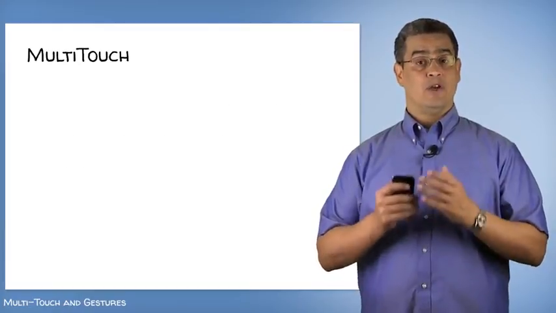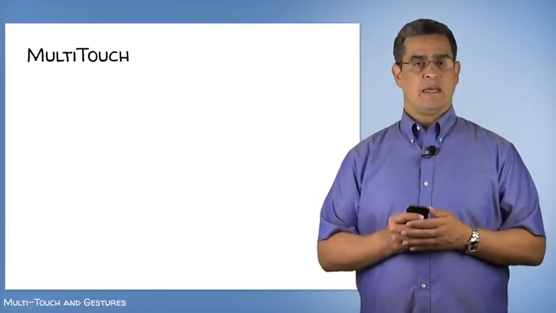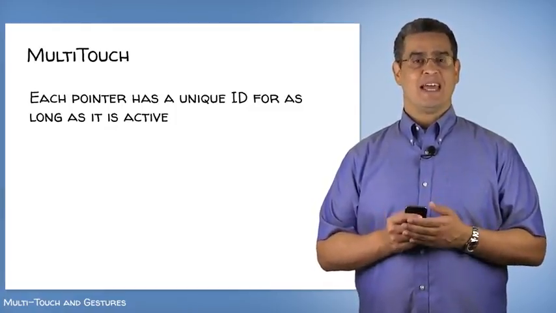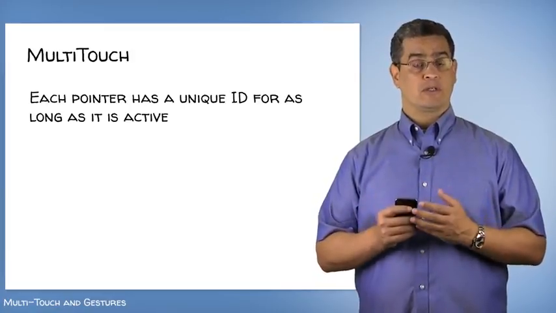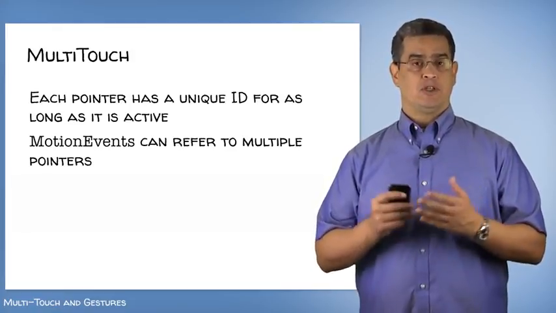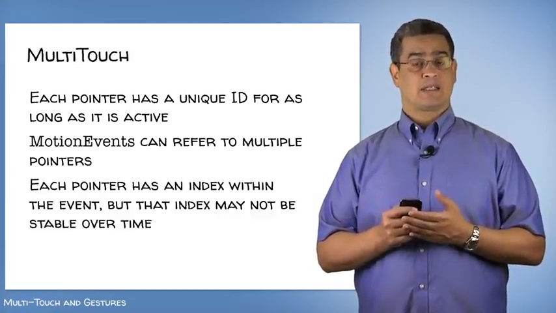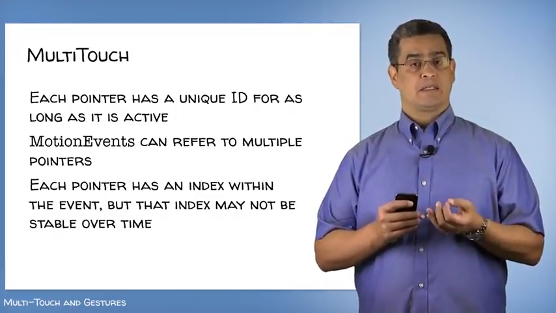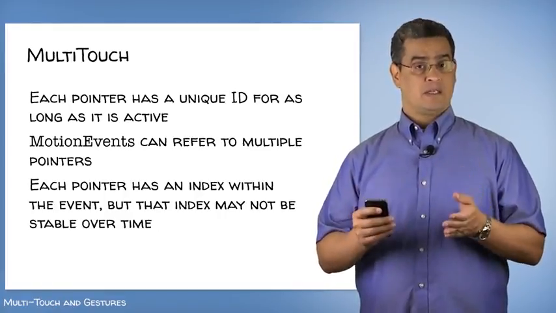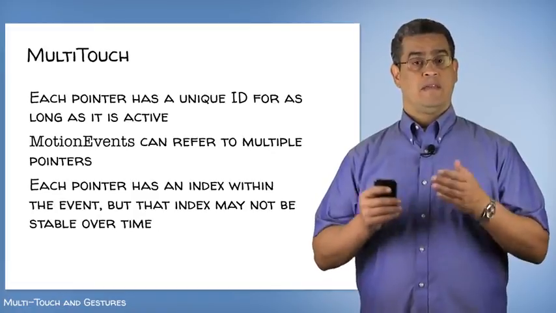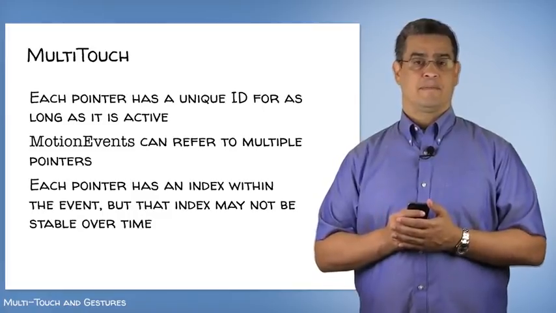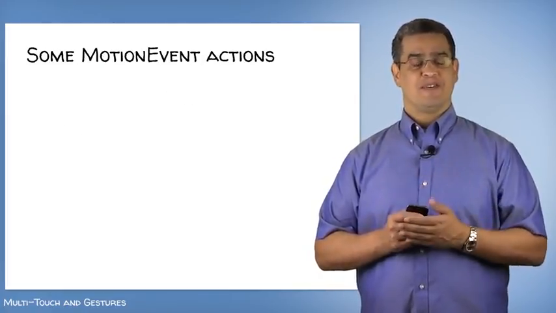When Android encounters a new pointer, it generates a unique ID that will remain constant for as long as that pointer is active. In some cases, Android will group multiple pointers within a single motion event. And in that case, each pointer within the motion event can be accessed by its index. But be aware that that index is not the same as the pointer's ID. The pointer ID is constant for as long as the pointer is active. The index in which a pointer's data is stored, however, may not be. So let's talk about motion events in more detail.